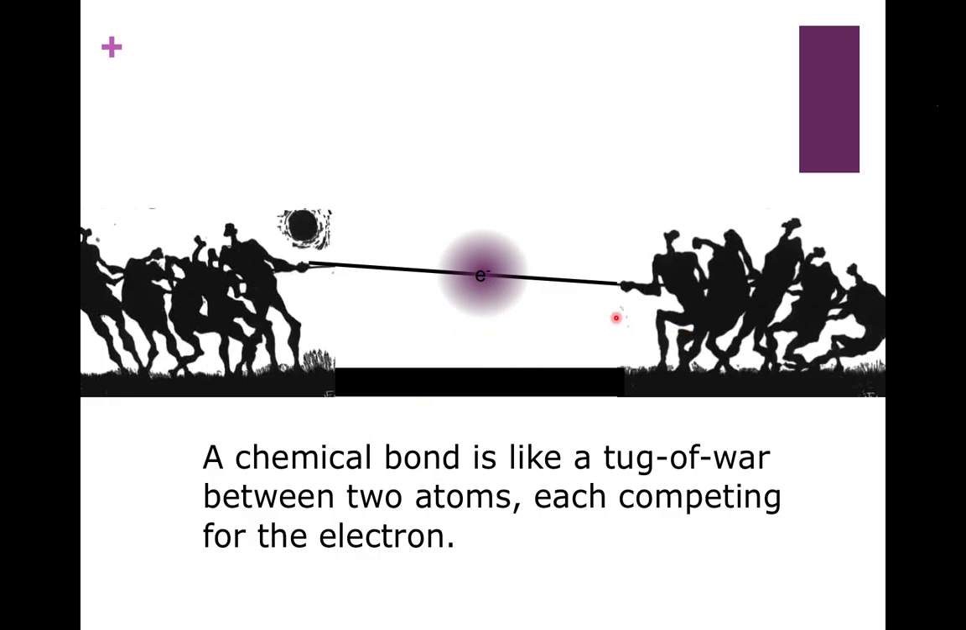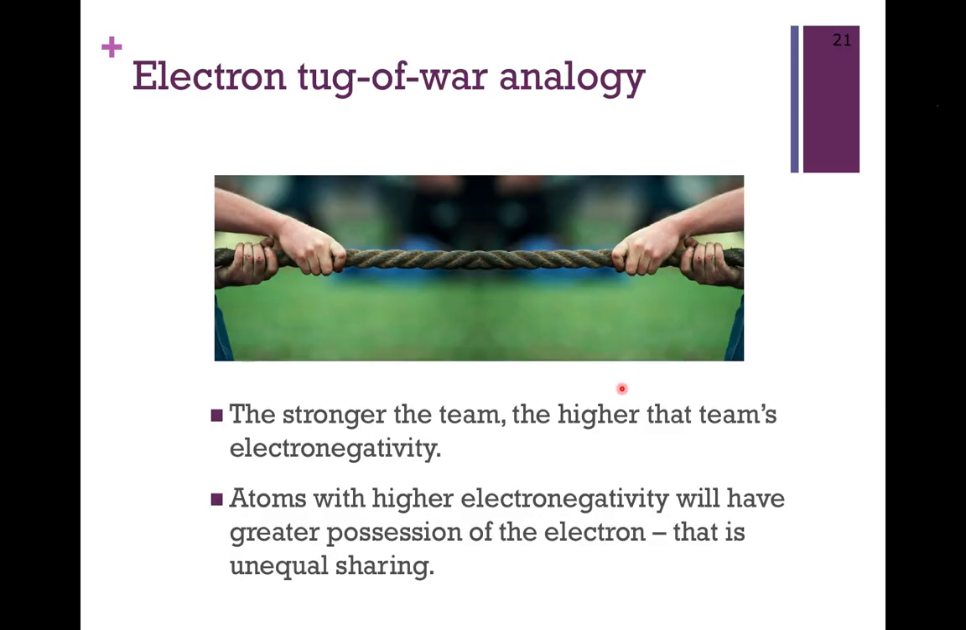So electronegativity is again described like a tug of war. You have your electrons right here, and you have your nuclei over here and over here. And so the higher the electronegativity, the more it's going to pull the electrons towards it. Okay? So they're competing for the electron, essentially. So the stronger the team, the higher the team's electronegativity, essentially.